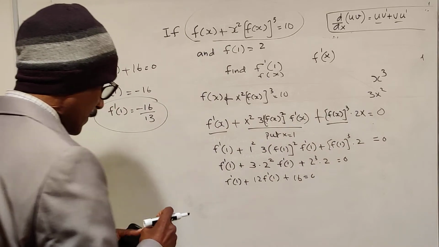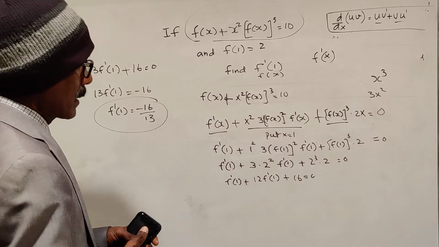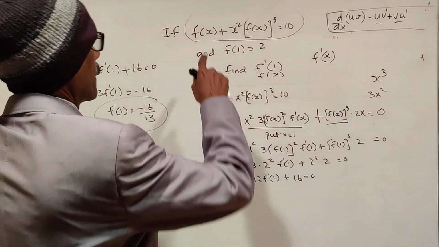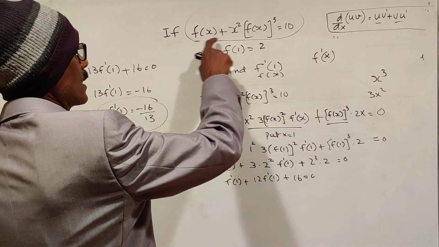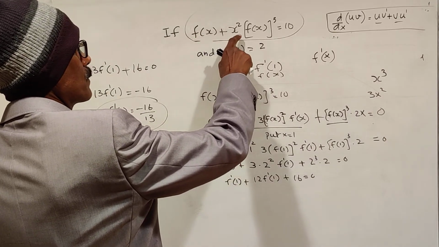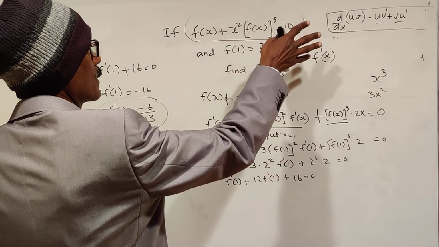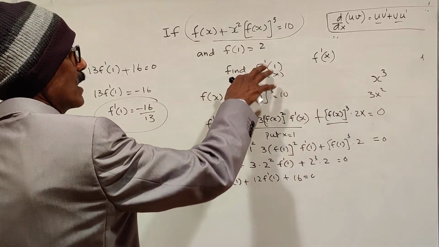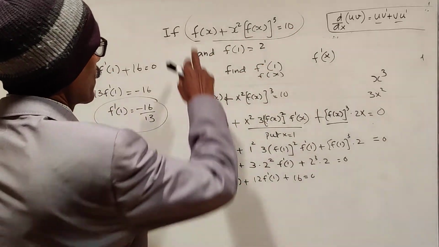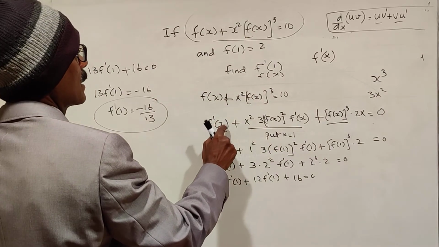Okay guys, this is a simple question, but you need to be careful. This is the condition: x squared times f(x) the whole cube is equal to 10, and f(1) is equal to 2. Find f dash 1. First differentiate this.